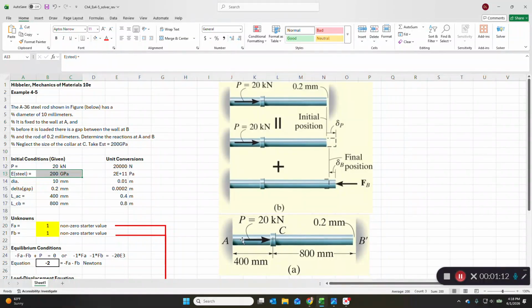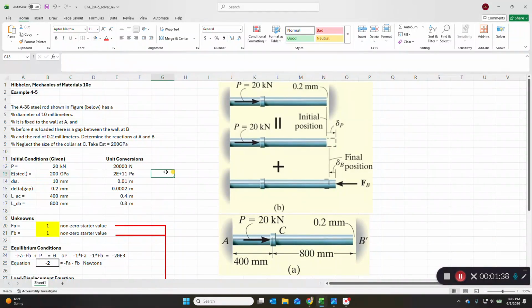Then we load the rod axially with 20 kilonewtons along this collar, and the gap will close, obviously, so there'll be a delta or a lambda B, as you see here in the center, and that will create a reaction at the wall at B, and then there's also going to be an opposite reaction at the wall at A. So we want to find the reactions at A and B.